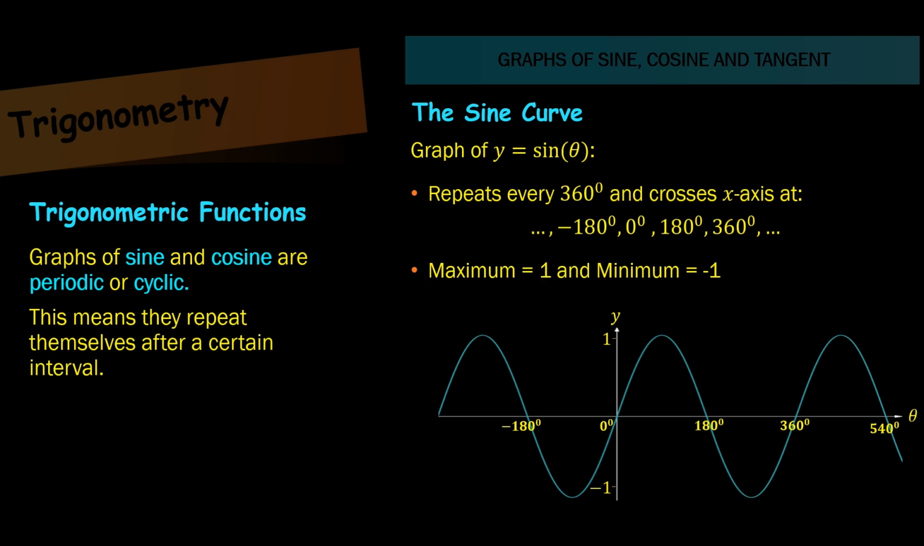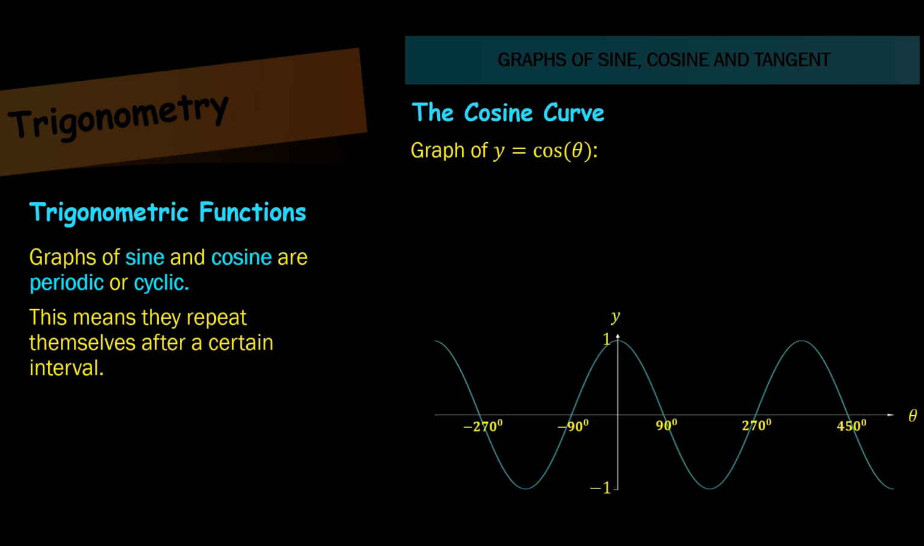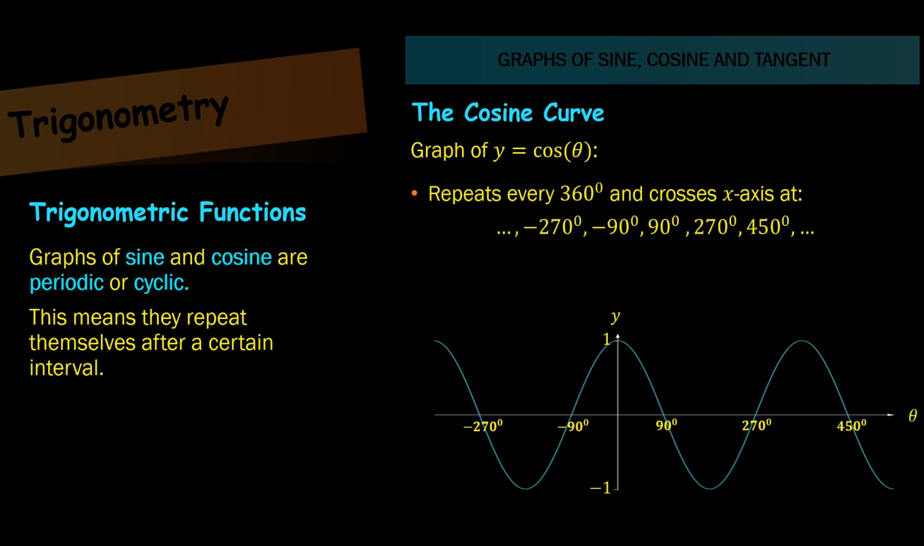Now let's take a look at the cosine curve. The graph of y equals cos theta looks something like this. It also repeats every 360 degrees, but crosses the x-axis at, for example, minus 270 degrees, minus 90 degrees, 90 degrees, and so on. So every 180 degrees.